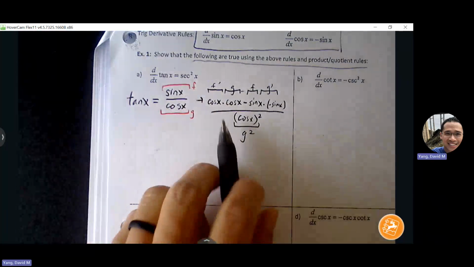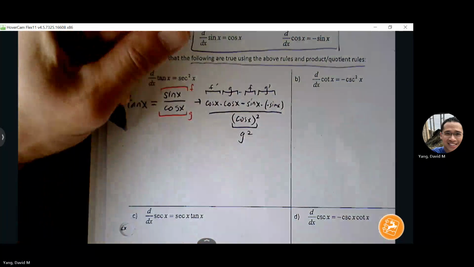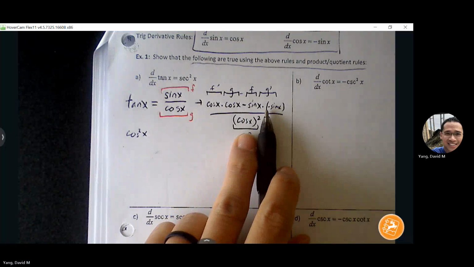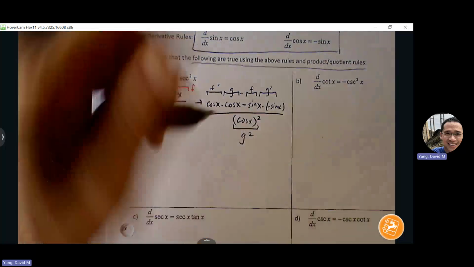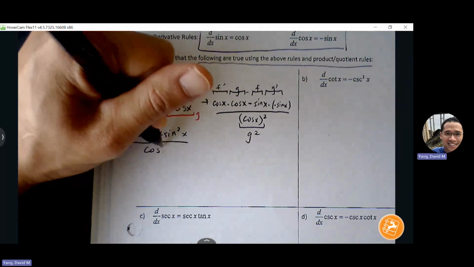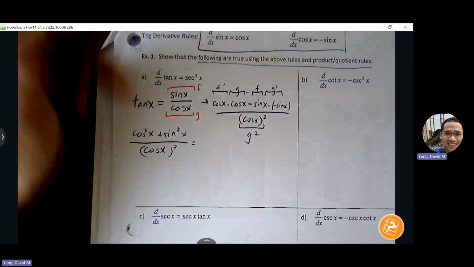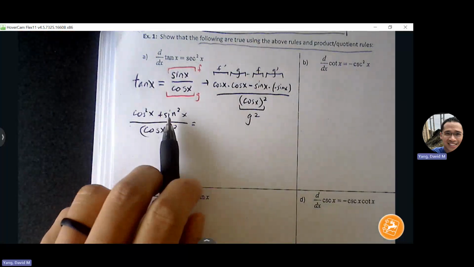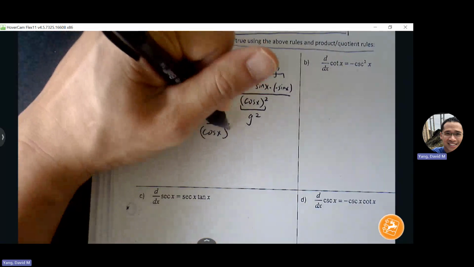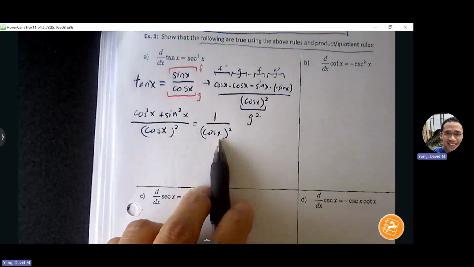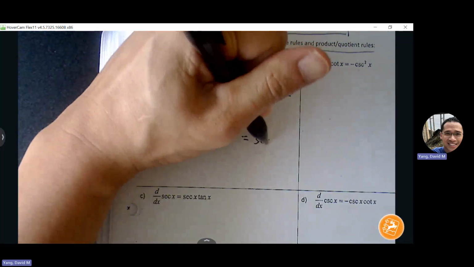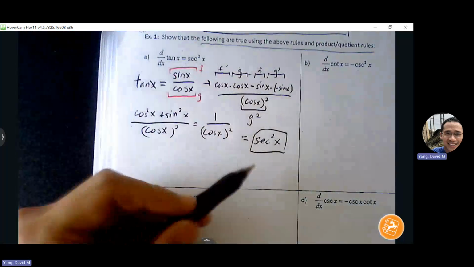All right, let's clean up the numerator here. Cosine times cosine gives us cosine squared. Negative sine times negative sine gives us positive sine squared, all over cosine x squared. There's an identity here. Do you guys remember this? What's cosine squared plus sine squared equal to? Equal to 1. So I have 1 over cosine of x squared. And 1 over cosine of x squared is the same as what? Secant squared. There it is. So we proved it. The derivative for tangent is secant squared.